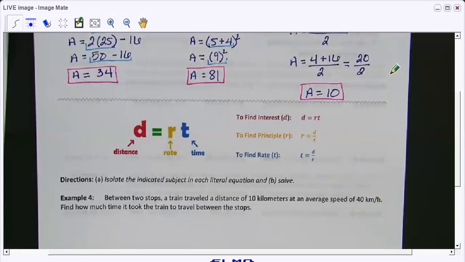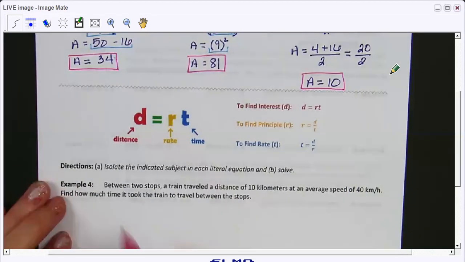So the directions say to isolate the indicated subject in each literal equation and then solve. I'm gonna show you how to isolate the variable that we need. And then we're gonna solve, but you don't always have to do it this way.